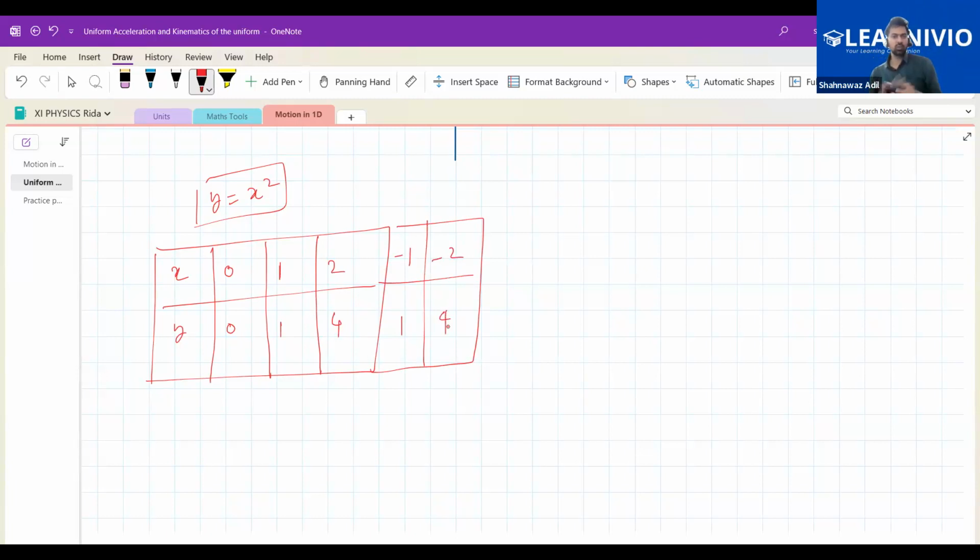We need 2 points, right? We need x and y coordinates to draw the graph. Now let us draw this graph.